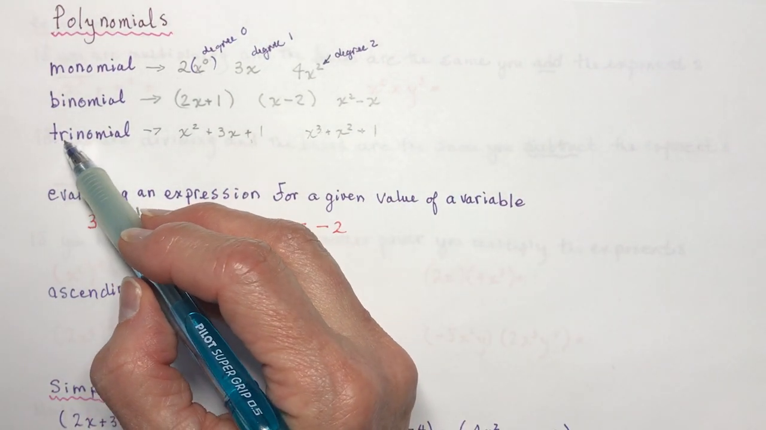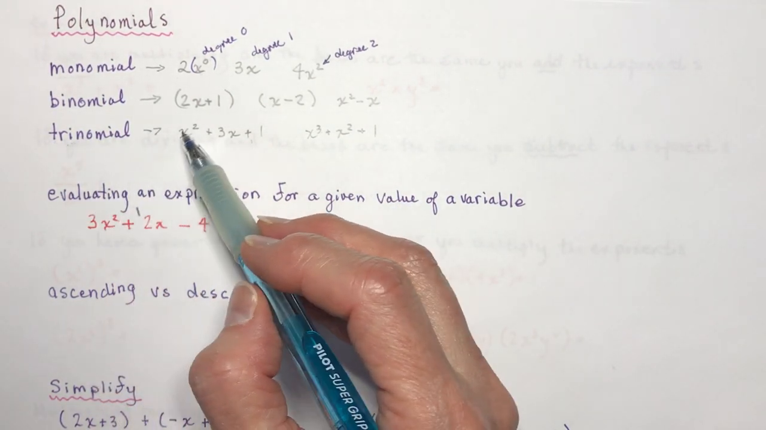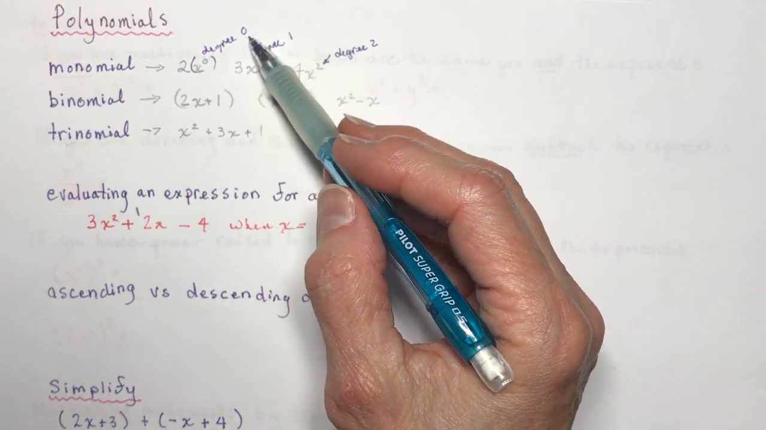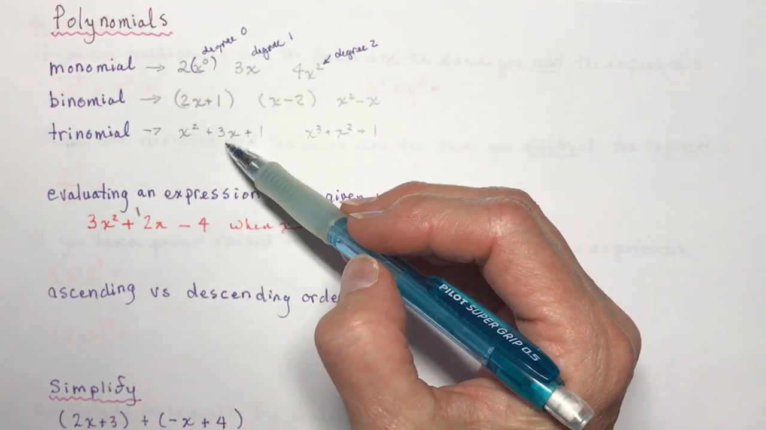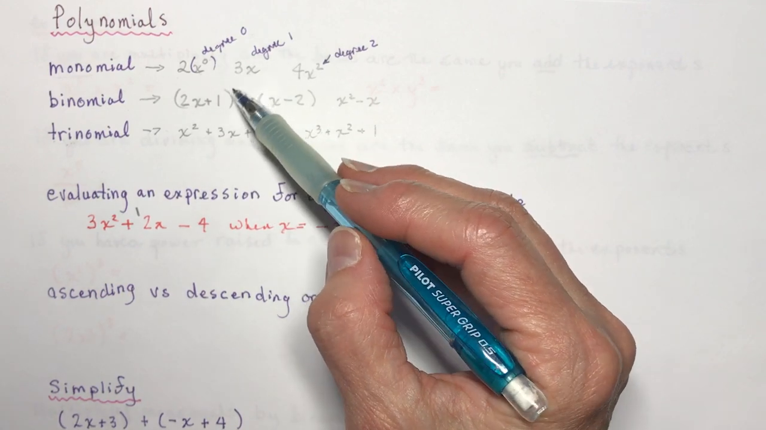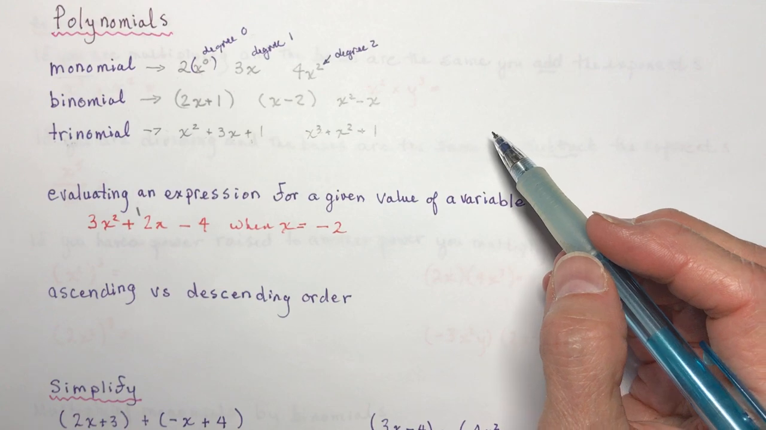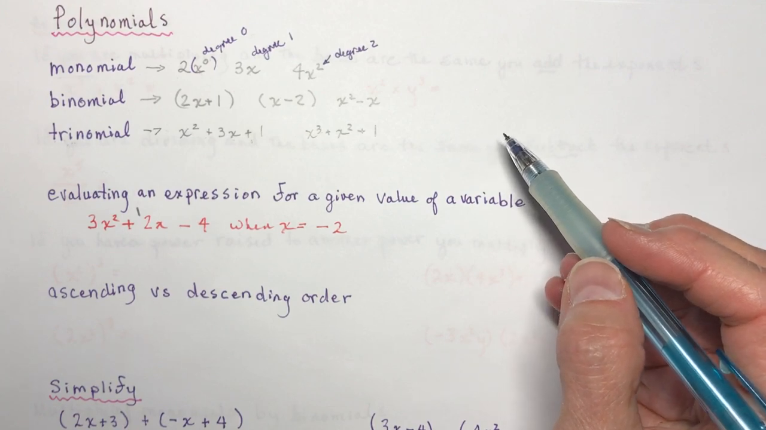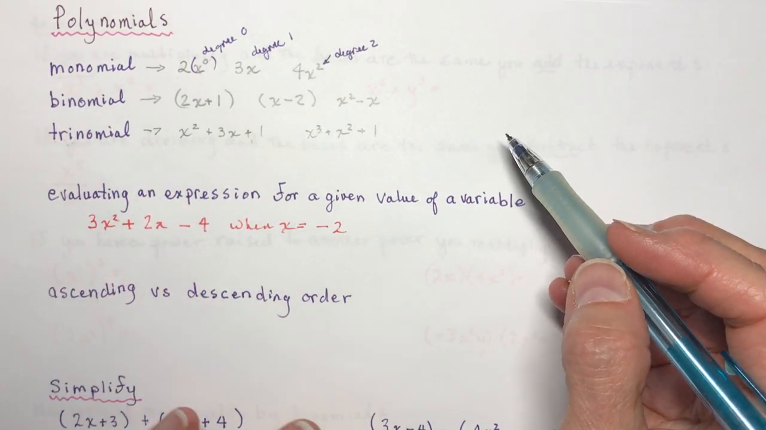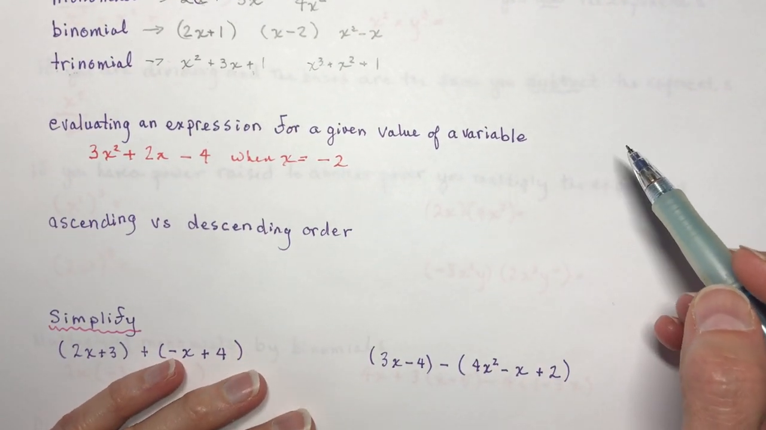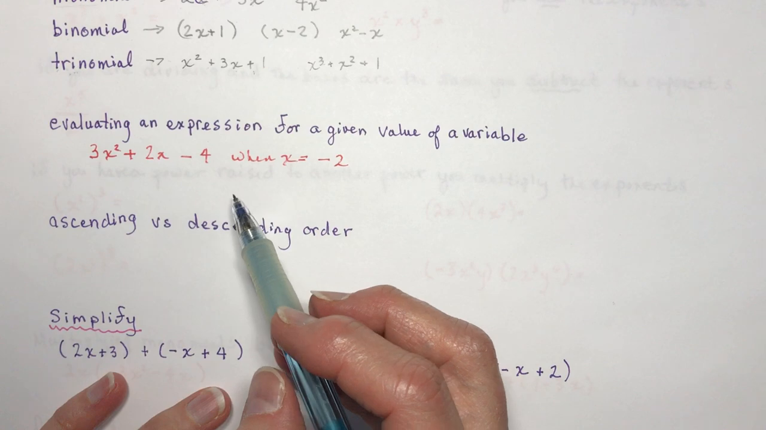So these parts, mono, bi, tri, talk about the number of terms, while the degree of the monomial, binomial, or trinomial is dictated by what the highest exponent is. Sometimes these little things that you just didn't learn along the way mix you up because you don't know what people are talking about. So it's important that we get through the basics here.